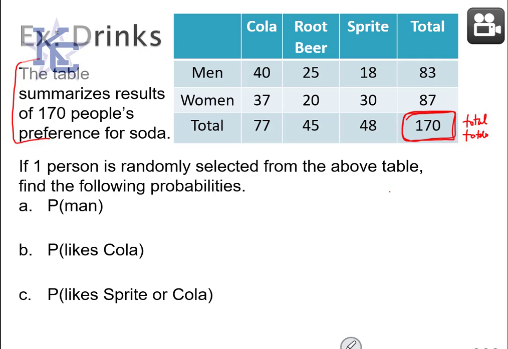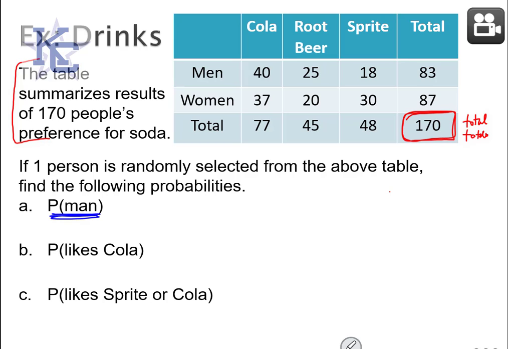But you've also got the total of the men, the total of the women, the total of the cola, the total of the root beer, and the total of the Sprite. And so when you're asked to find probabilities, make sure that your eyes go to the totals of each column and row. If one person is randomly selected from the above table, find the following probabilities.